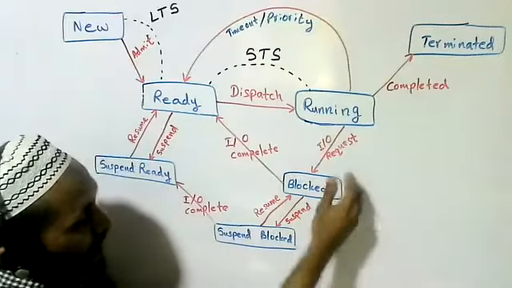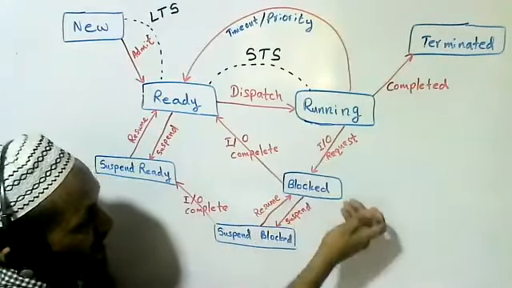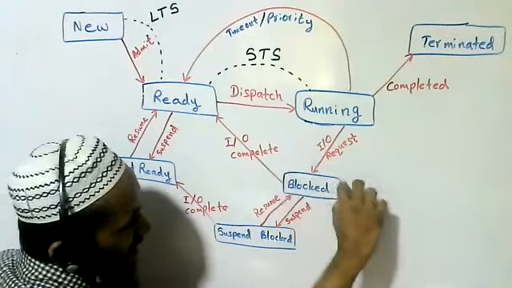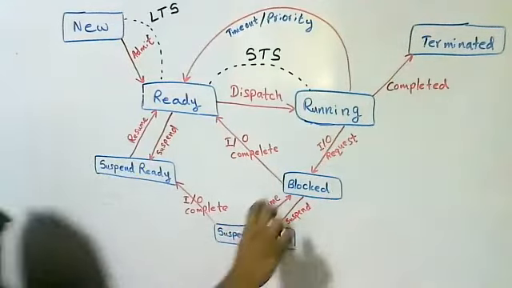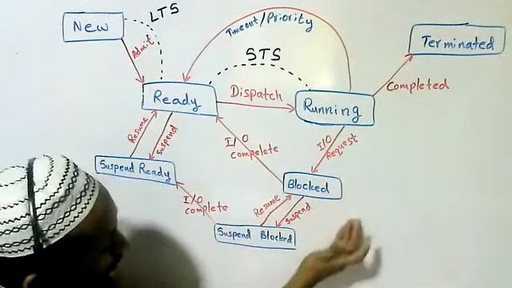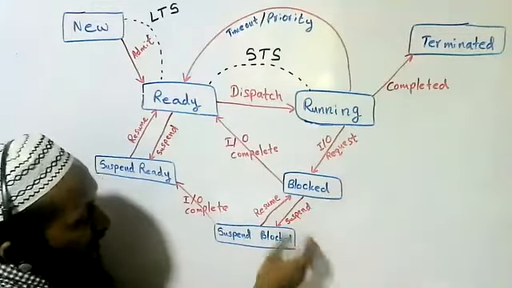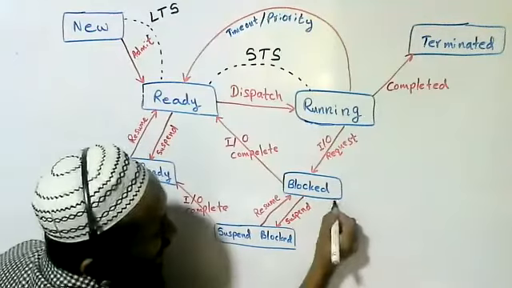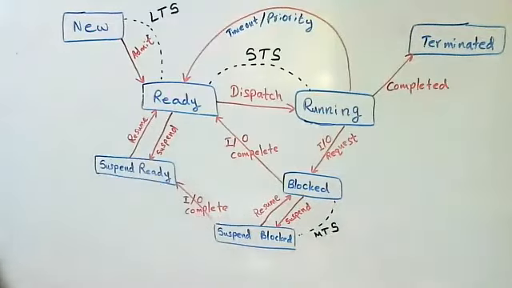Whenever the capacity of the main memory is low, then these processes in the blocked state have to move to suspend blocked. Many processes are there, so which process is given the priority to be sent to suspend blocked is handled by the mid-term scheduler.